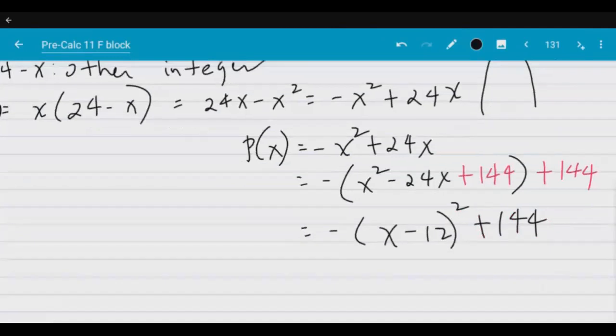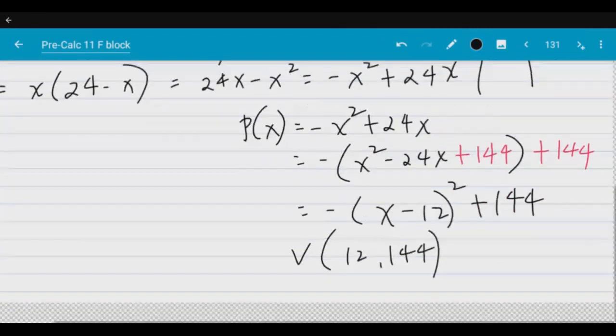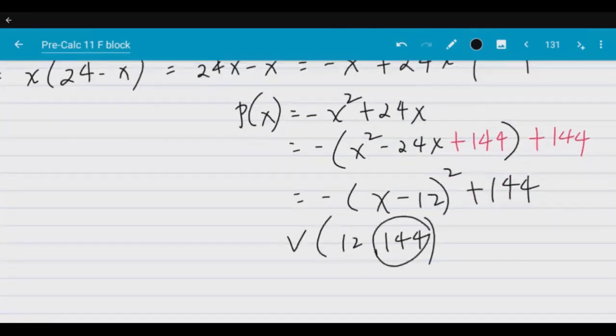What is the vertex? The vertex is (12, 144). How do we make sense of this? This is the maximum product, and this is one of the integers. If x is one of the integers, therefore the other integer would also be 12. So you're actually multiplying the number by itself to get the maximum product. So I hope that makes sense.